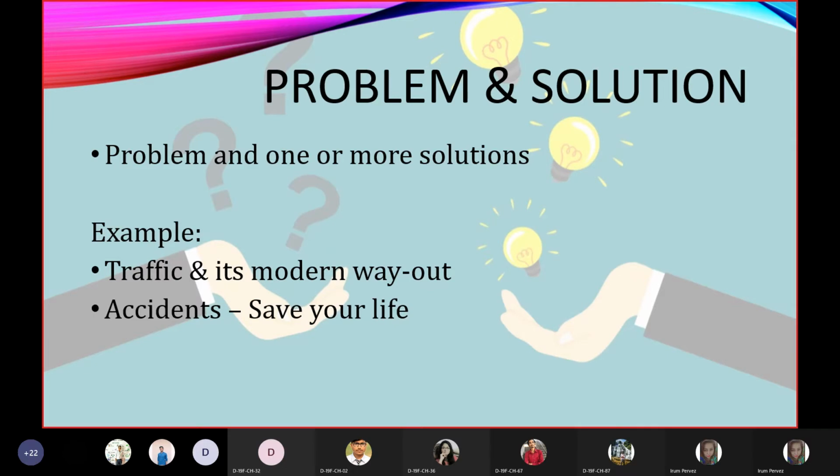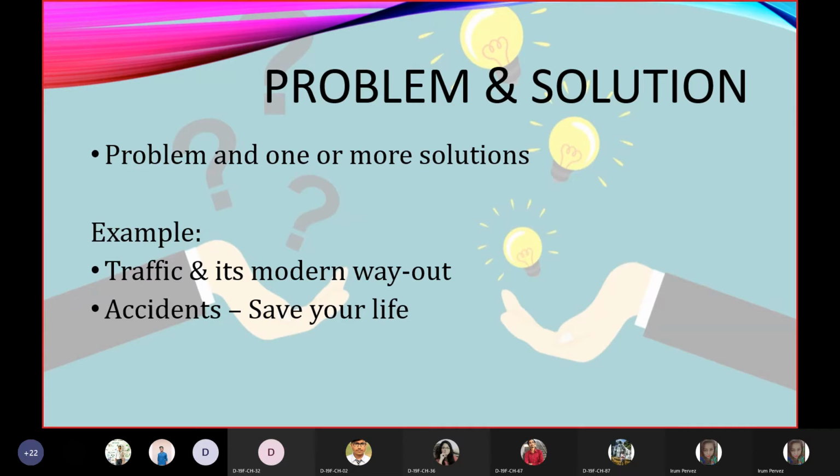So the problem is traffic. We will be explaining what our problem is and we would be providing solutions. That is its modern way out. Another topic that is related to transport is accidents and save your life. So we would be writing about how accidents happen and why they are a problem, and we would be providing solutions on how one can save his or her life from accidents.